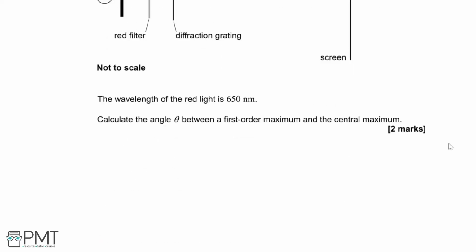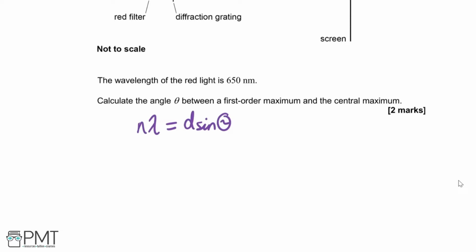The wavelength of the red light is 650 nanometers. Calculate the angle theta between a first order maximum and the central maximum. So for this question, we just want to use that diffraction grating equation again. Now, before we make any substitutions, we're going to need to substitute a value for d, because we're not given d, we're given the number of lines per millimeter, which is 500.